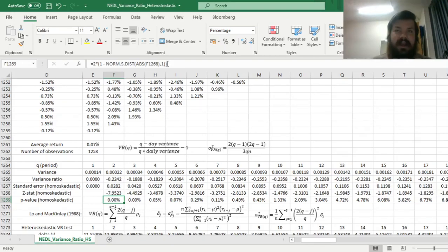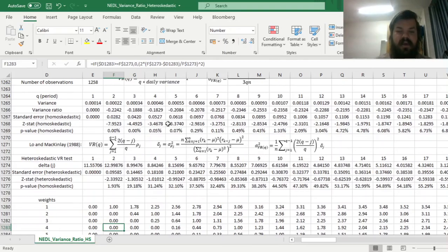So let's adjust for that using the logic we have discussed a little bit earlier. Let's calculate the deltas, the variances of autocorrelation coefficients, for each and every time period Q, for every length of our subperiods. So let's consider how the delta J, that is the variance of the autocorrelation coefficient, is calculated.